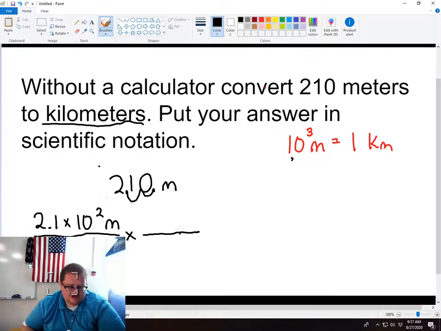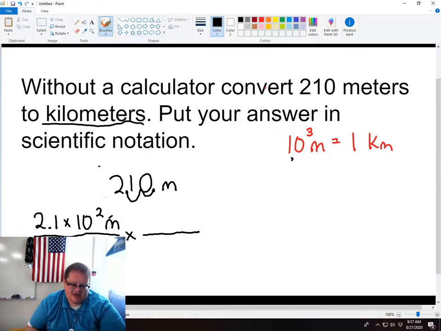But how do we know what goes on top and what goes on bottom? Well, this is where that dimensional analysis and that multiplying fractions comes into play. Because I do not want meters. I want kilometers. I want to get rid of the meter. So in dimensional analysis, we treat these units, like meter and kilometer, like numbers.